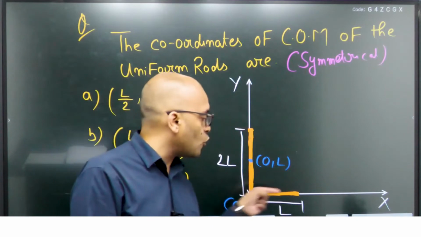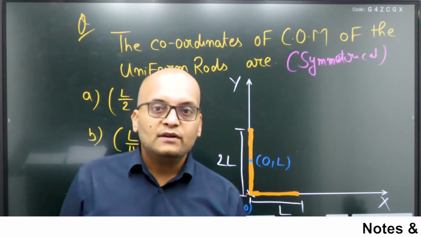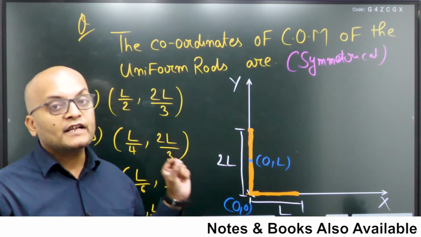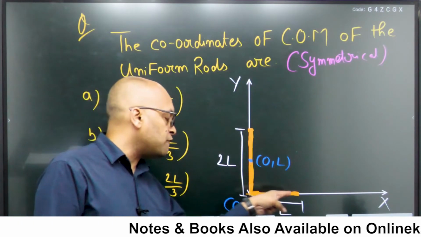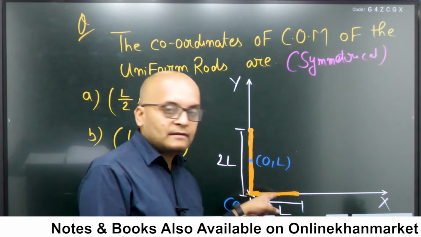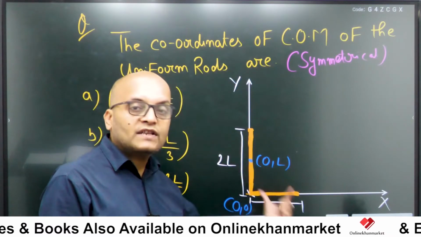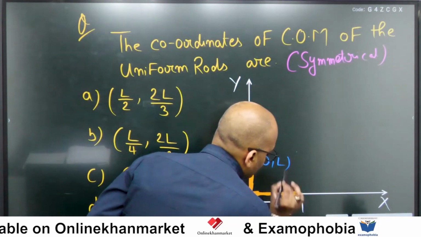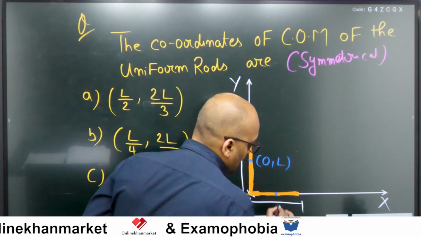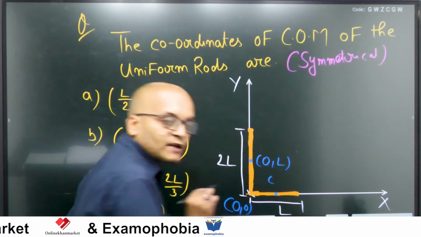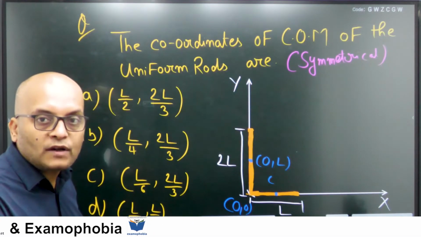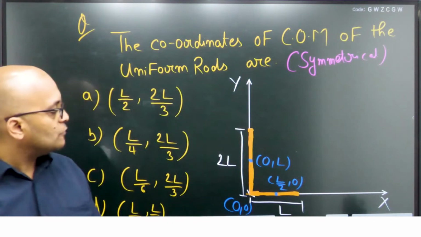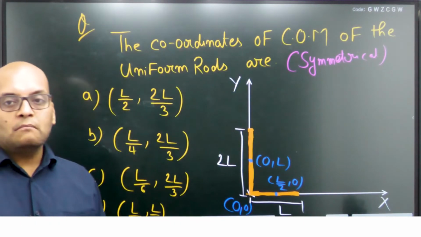Now let's talk about this second rod which is located along x-axis. What will be the coordinates of its center of mass? So center of mass of this rod will also lie along its center since it is symmetrical. Yes or no? So here will be its center of mass and you can see no y-axis is present here. It is lying along x-axis. So it will be L by 2, 0. Y coordinates will be 0.